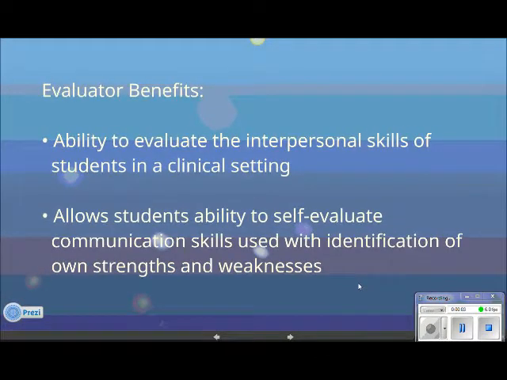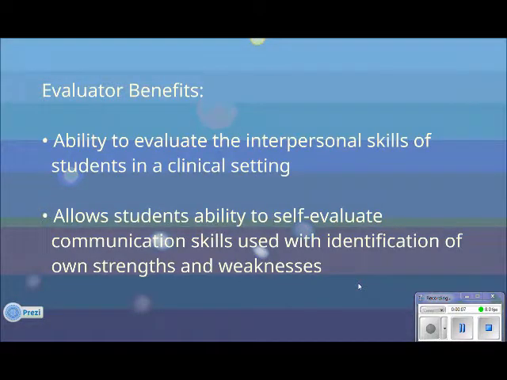The evaluator benefits to this method include the ability to evaluate the interpersonal skills of students in a clinical setting, and it also allows students the ability to self-evaluate communication skills used with identification of their own strengths and weaknesses.